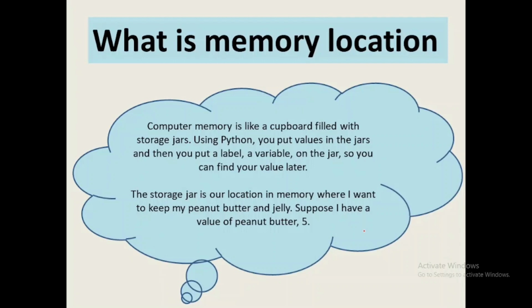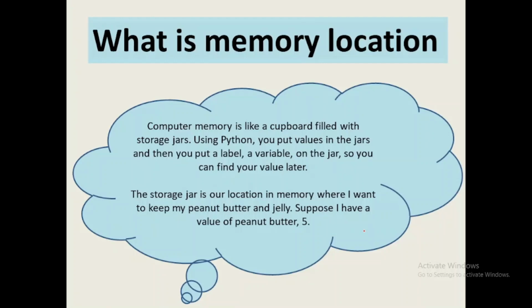But what is memory location? A computer memory is like a cupboard that is filled with storage jars. Using Python, you put values in the jars and then you put a variable, a label, on the jar so you can find your value later. The storage jar is our location in memory where I want to keep my peanut butter and jelly. Suppose I have a value for peanut butter, 5. Let's do its practical implementation.